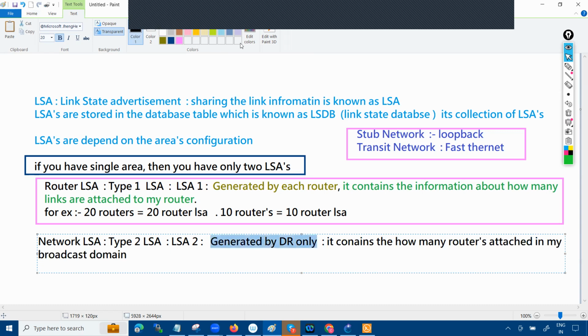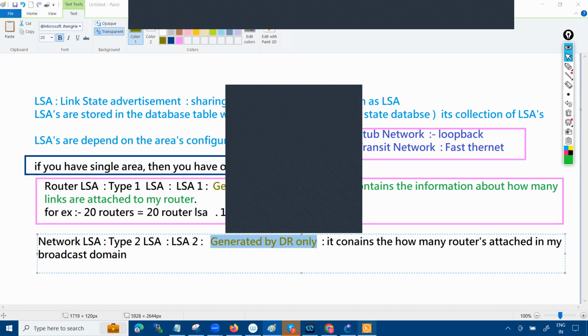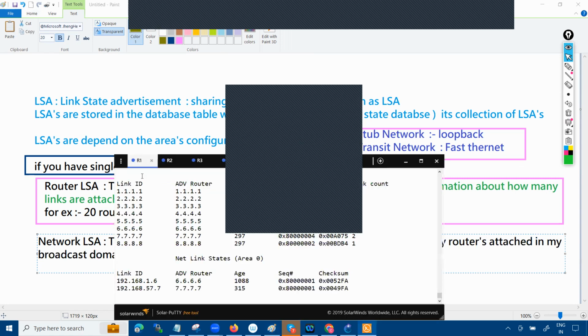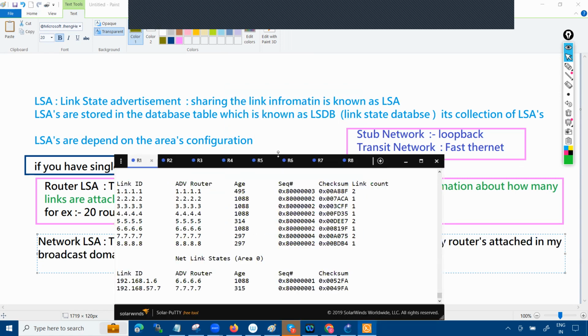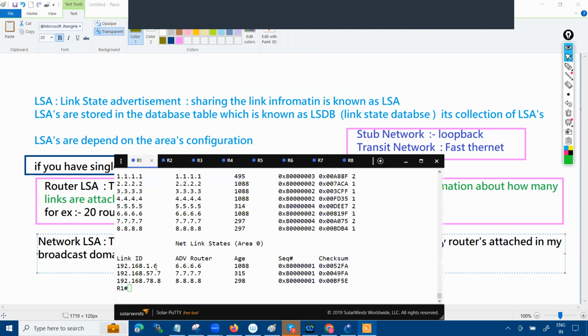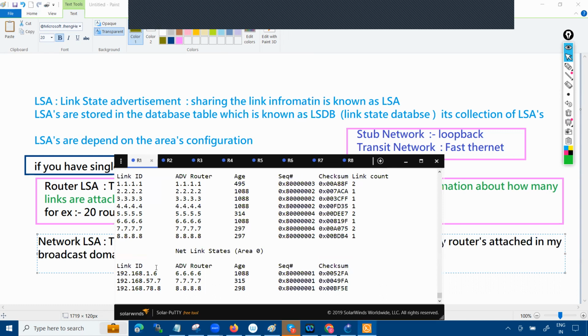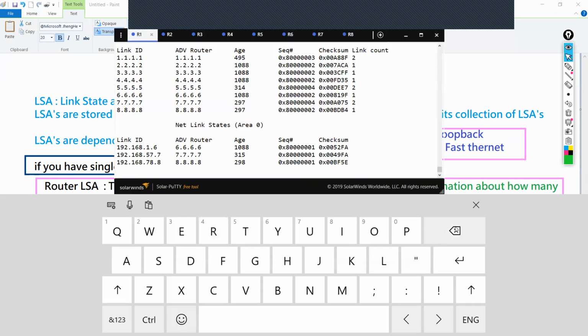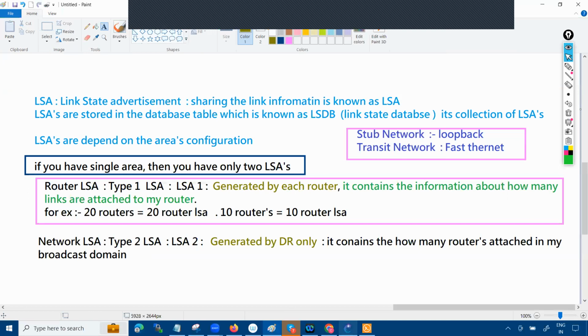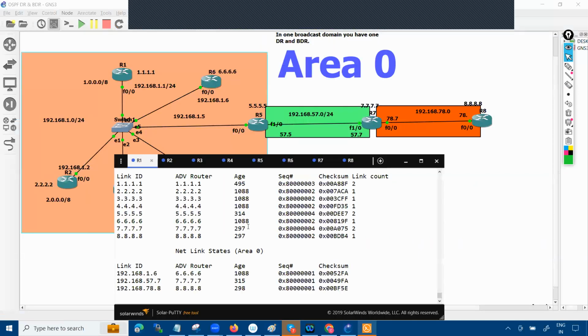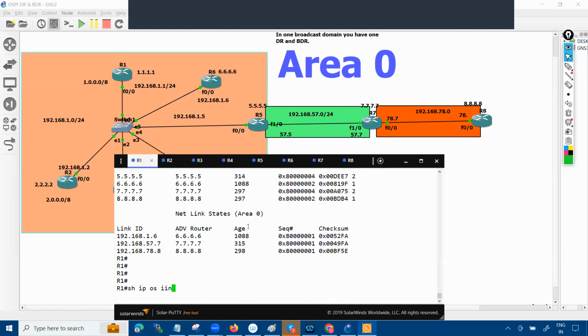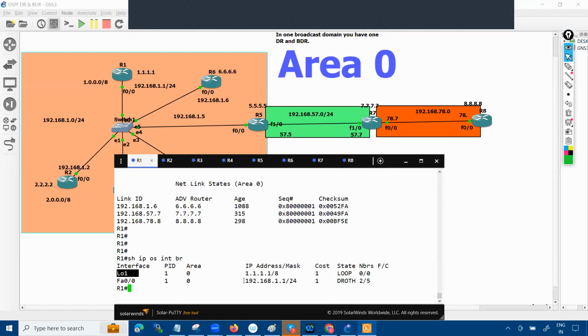It means that for each broadcast domain... why does router 1 have two links? Because I have advertised two links there. On router 1, I have advertised the loopback and the transit link. If you see show IP OSPF interface brief, there are two links, and I advertised both.